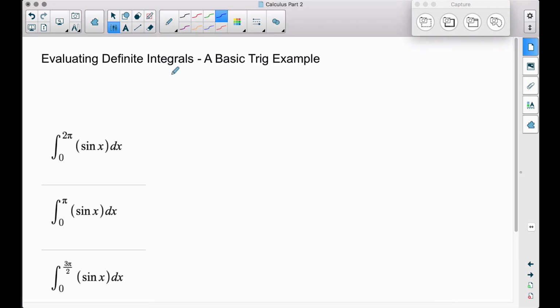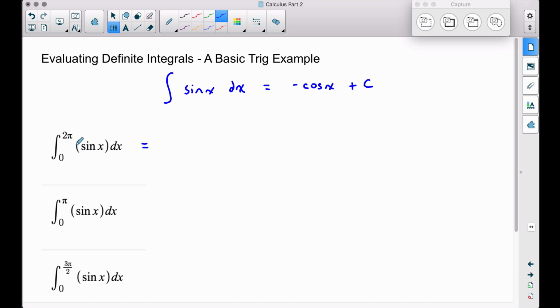So for all three of these, we have definite integrals, but I'm just going to look at the indefinite integral of sine of x dx. And the derivative of cosine is negative sine, so the antiderivative of sine of x, this is going to be a very common one, is negative cosine of x plus some constant c for an indefinite integral. So this is what we want to use for all of these examples, but since we have definite integrals, we need to apply these bounds.